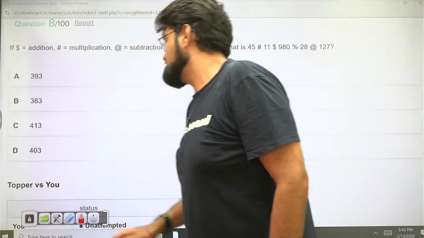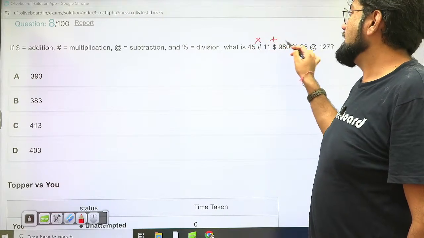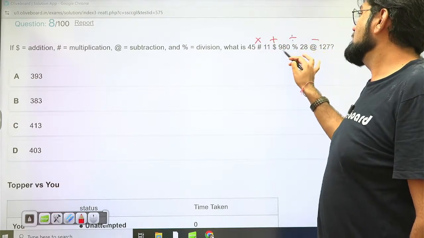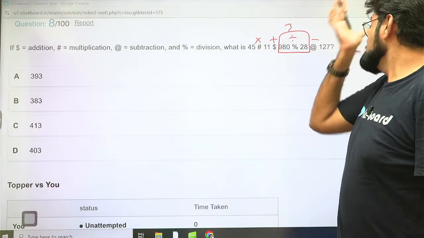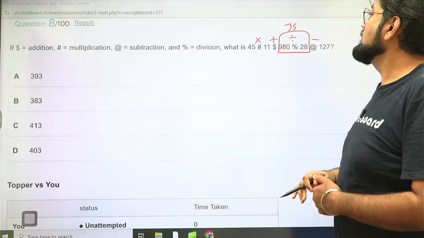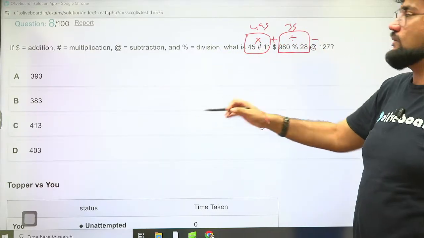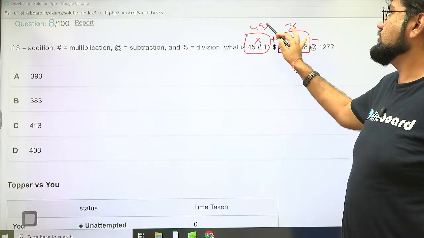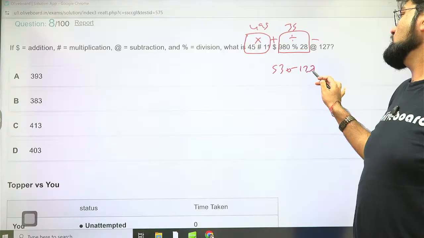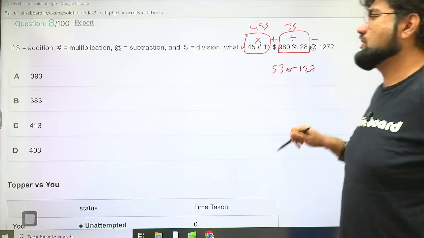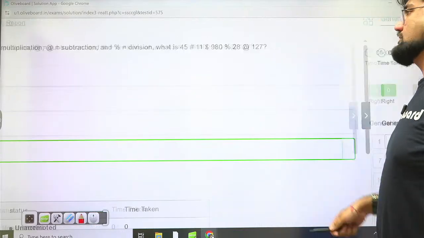Okay. Let's replace it. Dollar is addition, at the rate hash is multiplication, at the rate is subtraction, and this is division. 980 divided by 28, 28 3 times, 5 times, 140. 45 into 11 is 495, and there is no unit digit to help you out. So 495 plus 35, 500 plus 30, 530 minus 127. 530 minus 120 would give me 410. 410 minus 7 is 403. Option D is the right answer. 41 seconds. Okay, next.